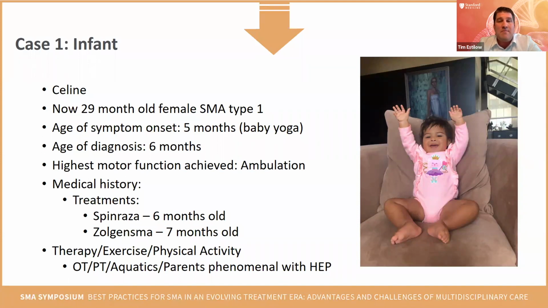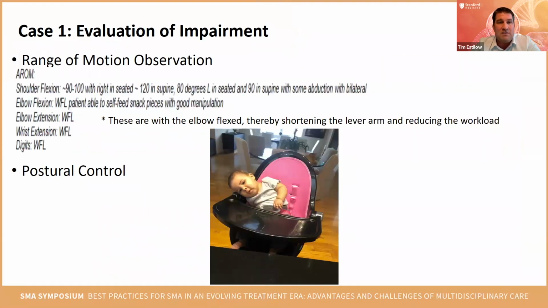So at 5 months old, mom noticed a difference in baby yoga, in how she was moving. She was diagnosed at 6 months, immediately began Spinraza and then Zolgensma right after. So very early. She was not pre-symptomatic, she was symptomatic, but caught early and initiated therapy very soon.